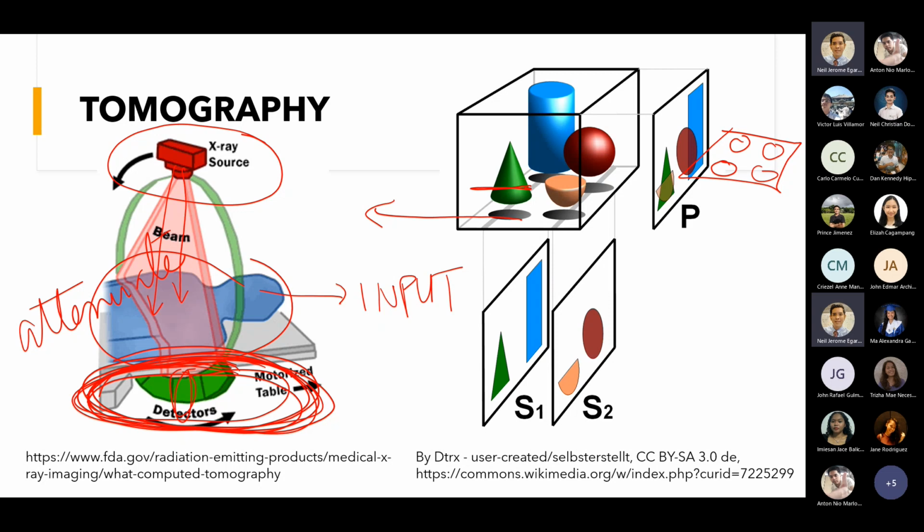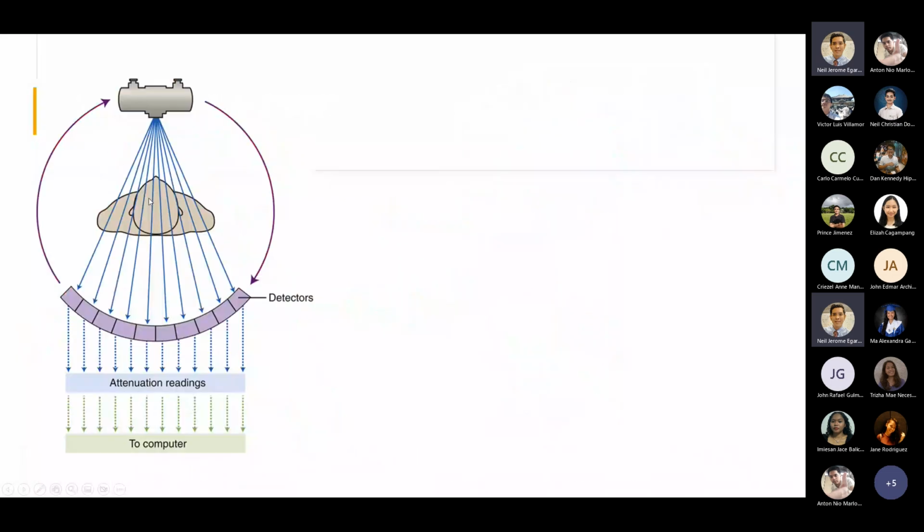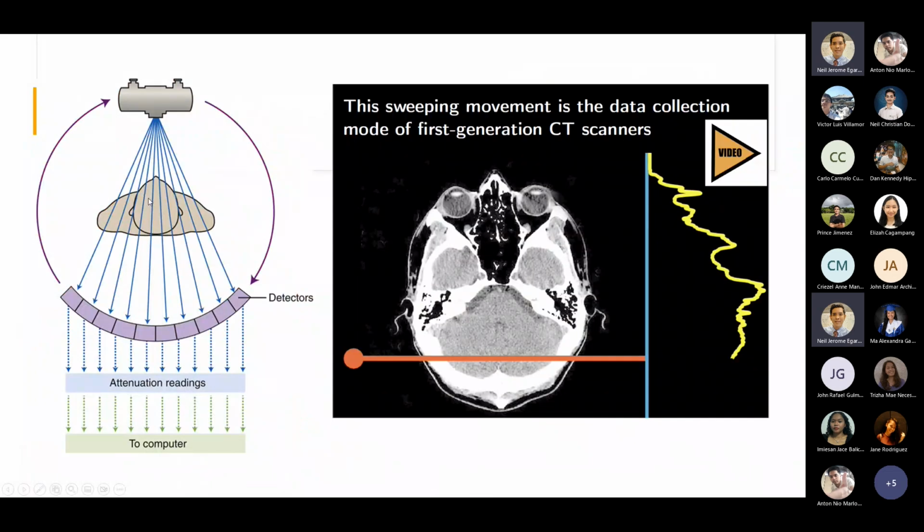What was the input in this process? Ano yung itsura ng internal organs na dinaanan ng X-ray? Yun yung inverse problem dito, right? So one example, ito rin yun. All right, so halimbawa ito, isang example.